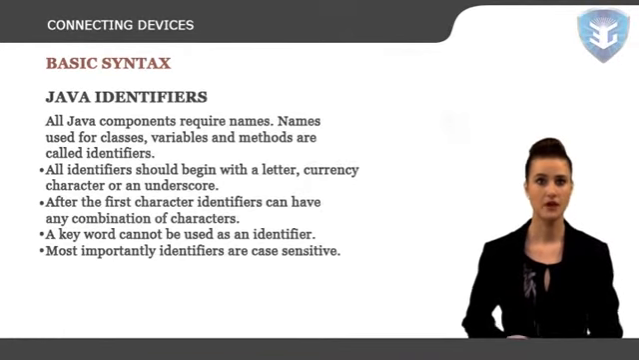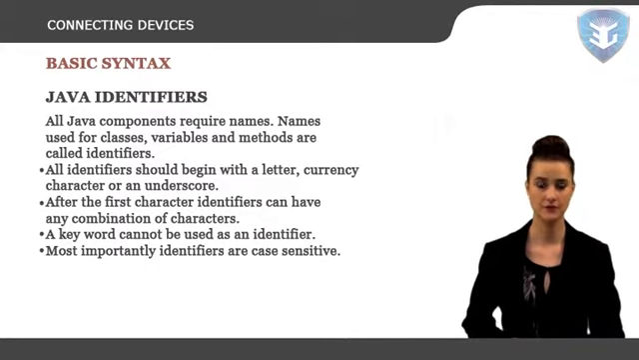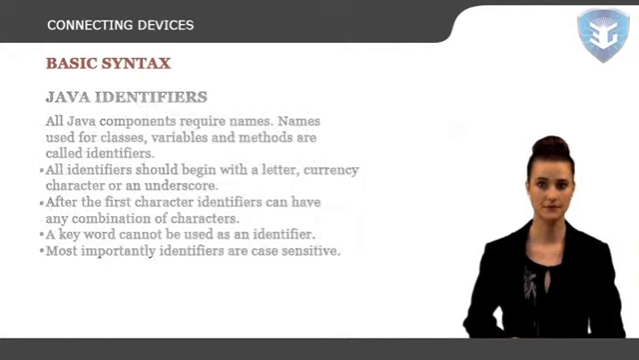Java identifiers. All Java components require names. Names used for classes, variables, and methods are called identifiers. In Java, there are several points to remember about identifiers. They are: all identifiers should begin with a letter, currency character, or an underscore. After the first character, identifiers can have any combination of characters. A keyword cannot be used as an identifier. Most importantly, identifiers are case sensitive. Examples of legal identifiers: age, salary, value.